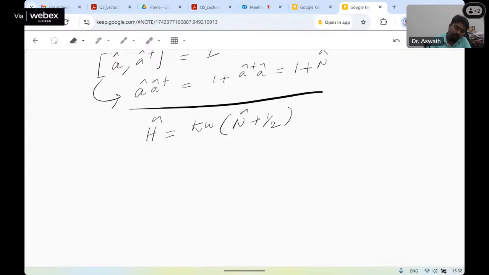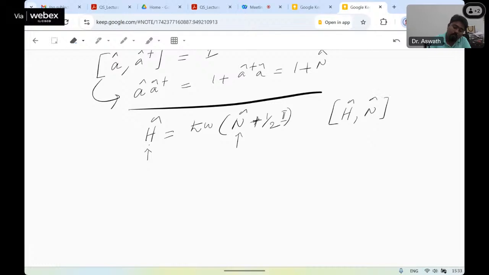Okay, n plus half. Now, if you see carefully, n is an integral part of H. So n is contained in H. That means the matrix H is created out of n by adding some 1/2 identity and scaling by some ħω. So I can say H and n commute with each other. Whenever two matrices commute, they possess a common set of eigenvalues and eigenvectors.